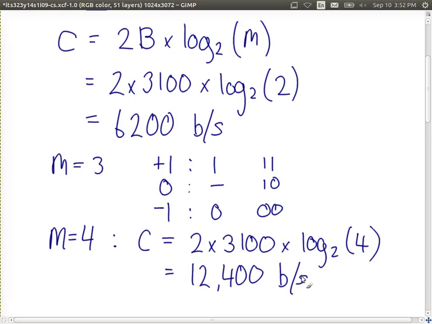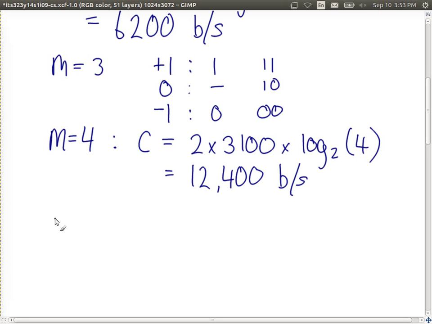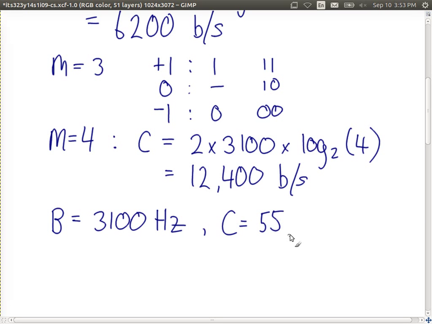But we want around 56 kilobits per second. How many levels? Try and find it. If you want a capacity of 56 kilobits per second, how many levels do you need in the transmitted signal? Try and calculate. So again, the bandwidth in this example is fixed. If we want a data rate of 56 kilobits per second, I'll give you a hint. It's not exactly 56. I think it's something like 55,800, maybe 600.